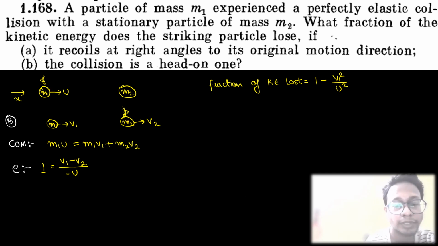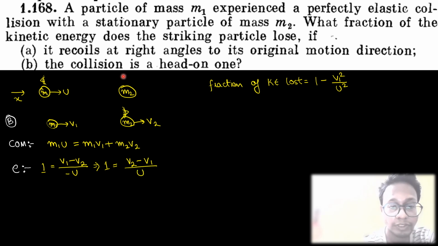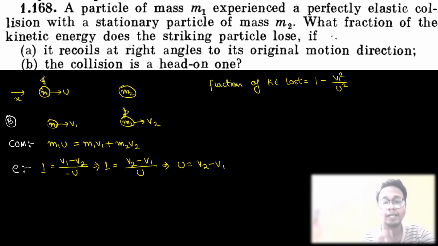And you can also write this as 1 is equal to, you can multiply the numerator by minus 1, v2 minus v1 divided by u, which happens when you put the observer for velocity of approach out here, and for velocity of separation out here. You'll get this equation. Or from this equation I'll get u is equal to v2 minus v1, isn't it? What do I need to find out? I need to find out v1 square by u square. So how do I find it out?